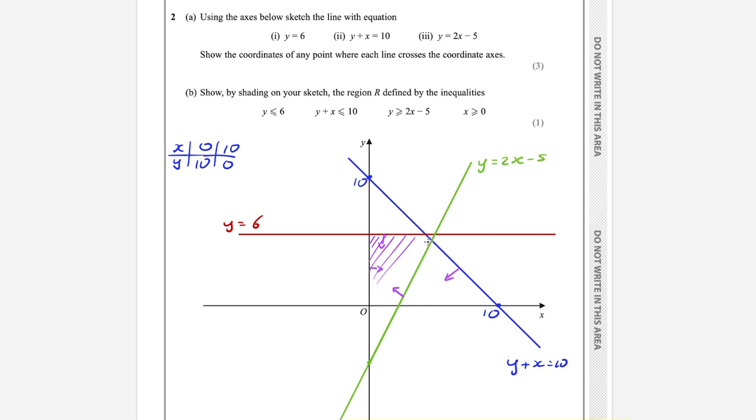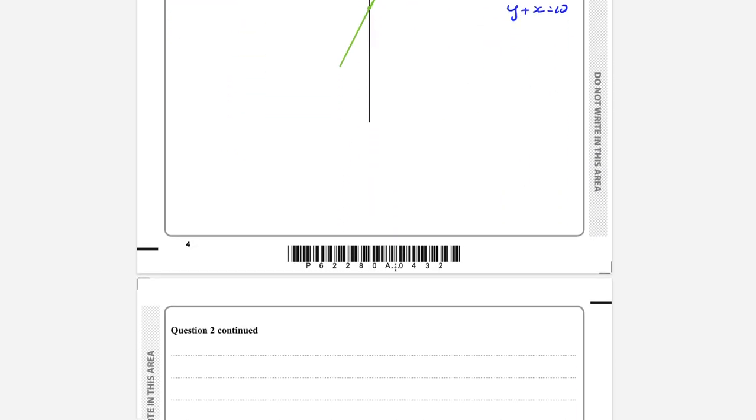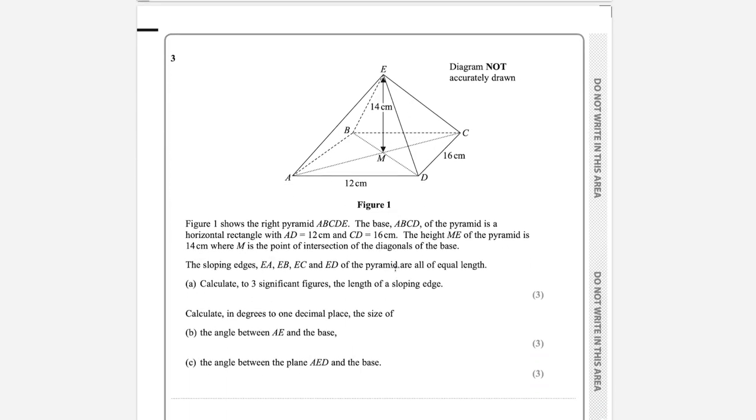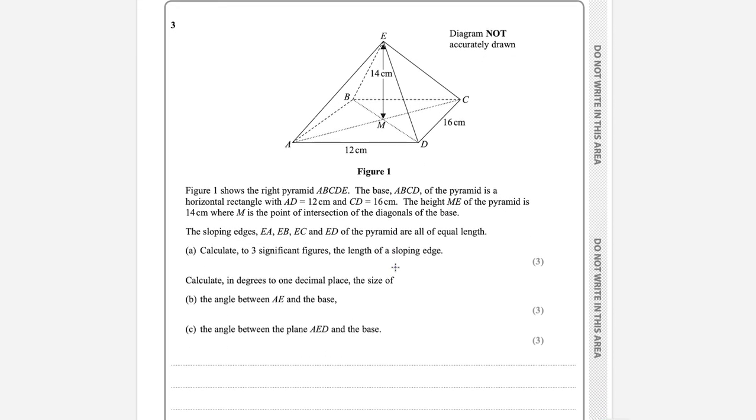Now just be careful, guys, that here it's to the left of that blue line, and it can go below the x-axis. So it's here, and he says label it R. So there you go. Okay, that, guys, is question 2. Question 3.